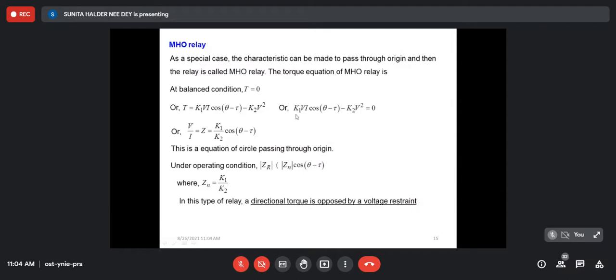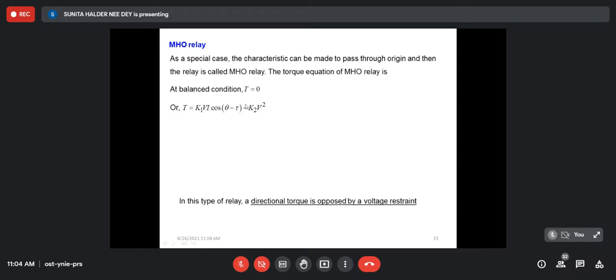So from here, if we use this one, that is overcurrent, this is the overcurrent relay obviously, but here there is a restraining part K2 V square. Now if we write the equation, then Z will be K1 by K2 cos theta minus tau. You just try it. If this is Z equal to constant into cos theta minus tau, this is an equation of admittance, mho. That's why it is called mho relay. This is your exercise, you do it.